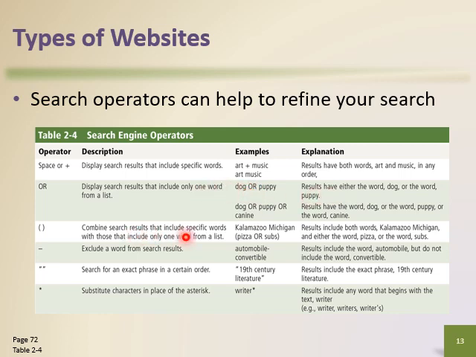If you want to combine them, you can add brackets, so you can combine search results to include the specific words. If you want to exclude something, you can add a minus, so that the results exclude these things. If you want to look for an exact phrase in a certain order, you can add double quotes. And if you want to substitute characters, you can add the asterisk sign.